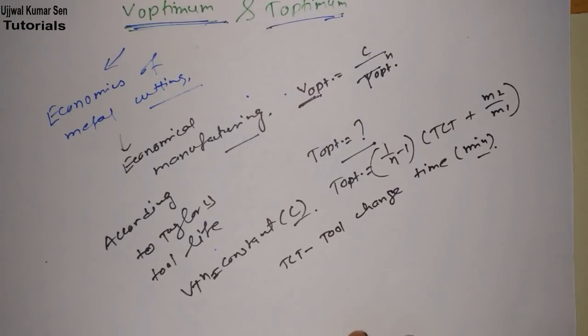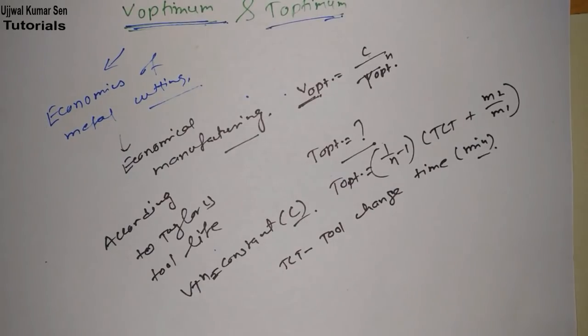This is TCT. And I have seen many questions where they haven't given what TCT is, so don't get confused in that. If TCT is not given in the question, then just take it as 0. I have seen numerical problems in competitive examinations where they haven't mentioned the value of TCT. If you haven't practiced such problems, you may face trouble in the examination. So consider it as 0, tool changing time.